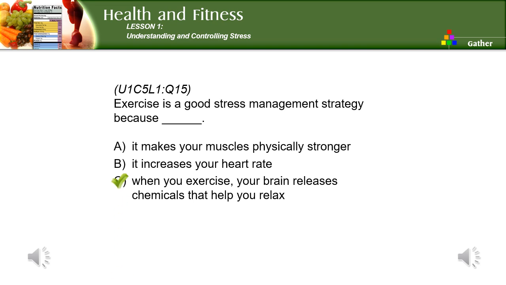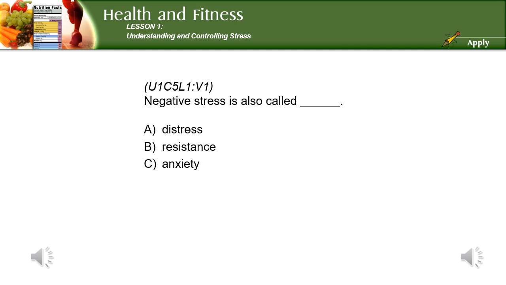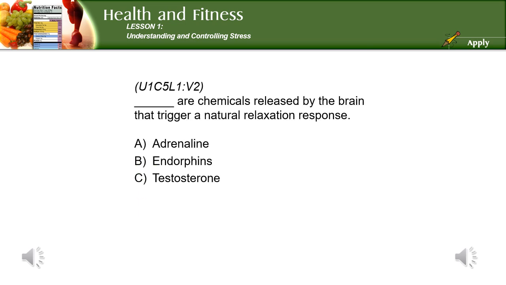The answer is when you exercise, your brain releases chemicals that help you relax. Those chemicals are called endorphins. Negative stress is also called blank. Is it distress, resistance, or anxiety? The answer is distress. Blank are chemicals released by the brain that trigger a natural relaxation response. Is it adrenaline, endorphins, or testosterone? The answer is endorphins.